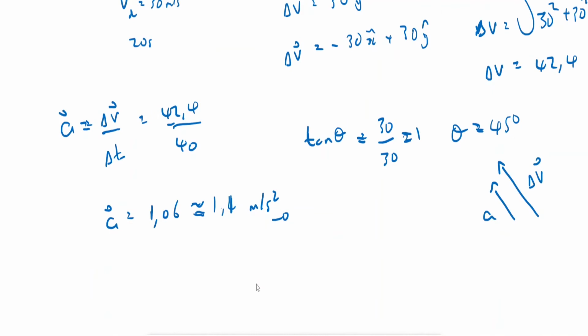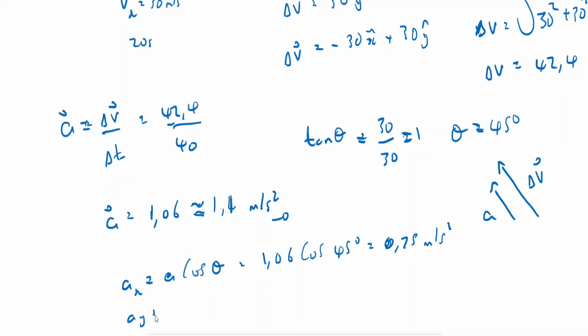So let's see. If I say I'm going to use this 1.06, so if I wanted the components, I could say AX is A cos of theta, which is going to be 1.06 cos of 45 degrees. This is 0.75 meters per second squared. And then also if you want AY, it's the same, but it's going to be the sine of theta. All right.